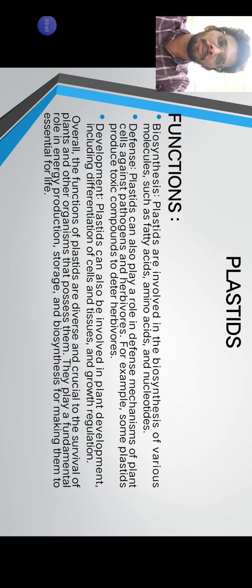Overall, the functions of plastids are diverse and crucial to the survival of plants and other organisms that possess them. They play a fundamental role in energy production, storage, and biosynthesis, making them essential for life.